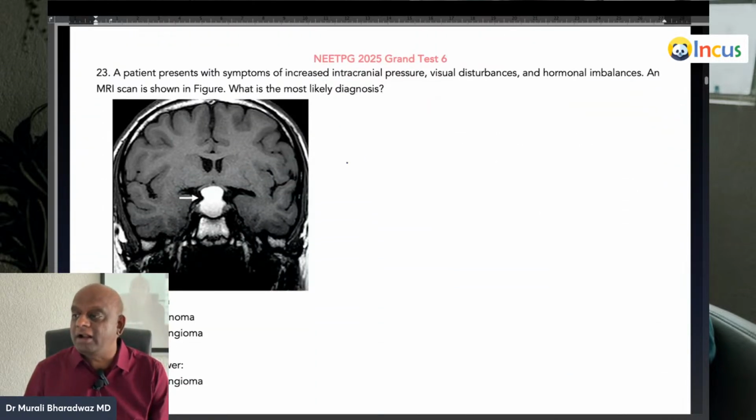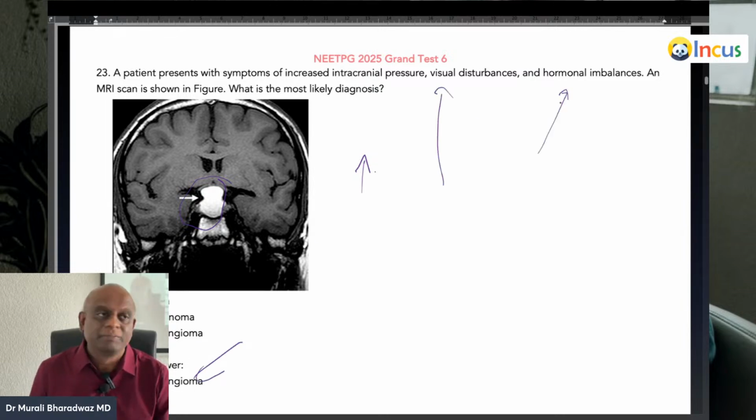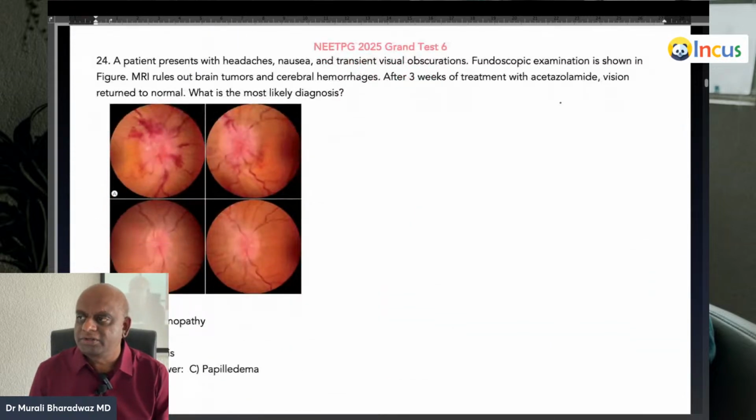Patient has an increased intracranial tension, visual disturbances and hormonal imbalances. So what you can see is a calcified suprasellar mass lesion above the sella turcica, which is classical of craniopharyngioma, which presents with visual disturbances and hormonal imbalances.